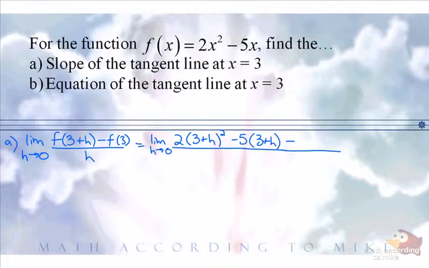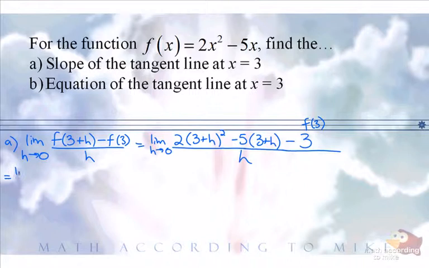F of 3. So let's actually find f of 3 right now to save some space. If you were to plug in 3 into the function, what is 2 times 3 squared minus 5 times 3? How convenient. 3. All over h. If you would, those first two terms, square out the 3 plus h, distribute the 2, then also distribute the negative 5.